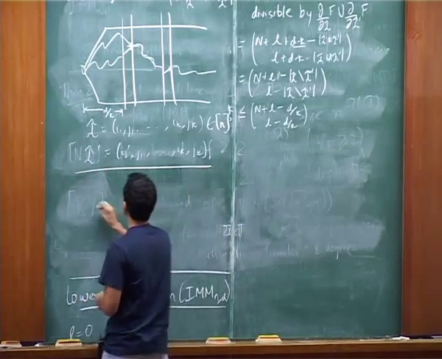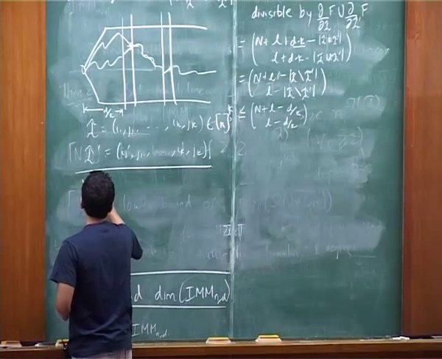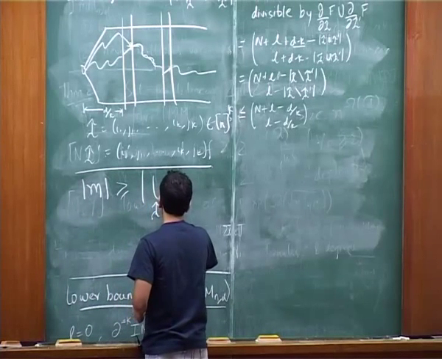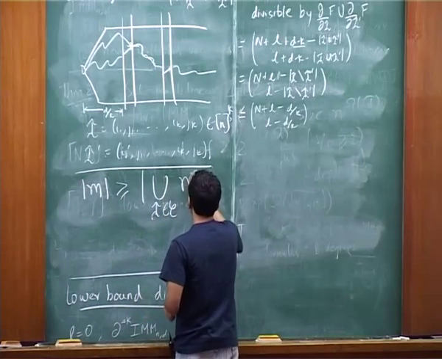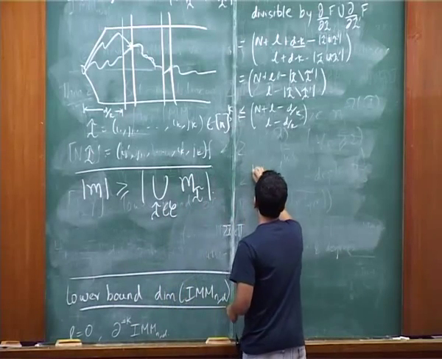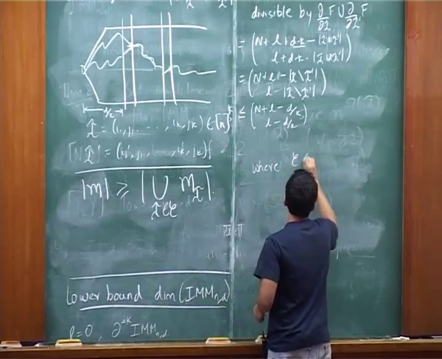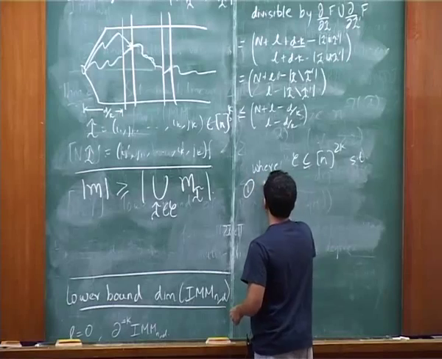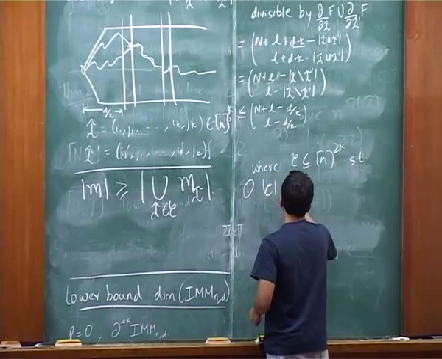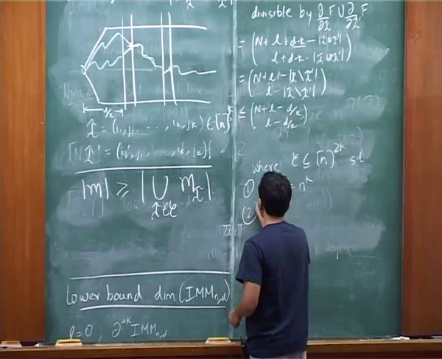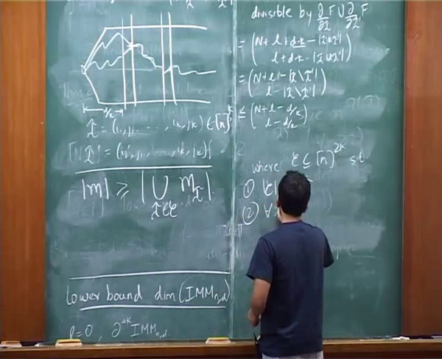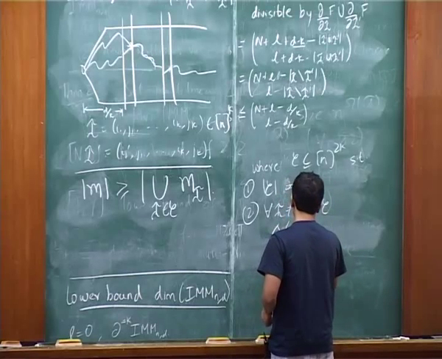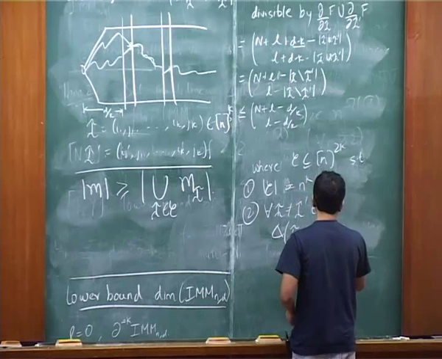Okay, so recall again, we are trying to lower bound the size of M. I'm going to lower bound it not by M_i for all i, but from a subset C, where C is a subset of [n]^{2k} such that, one, it's pretty big, let's say it's n to the k, and two, for all distinct tuples in C, the Hamming distance is, let's say, at least k.